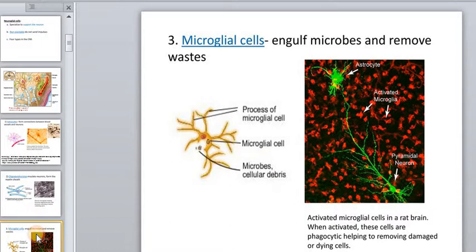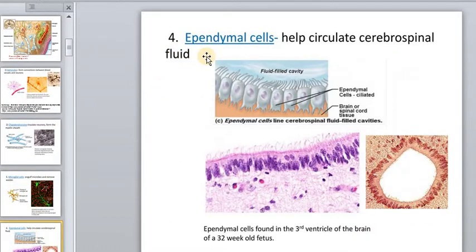Next, glial cells, ependymal cells. As you see, they help circulate cerebrospinal fluid. Not only this liquid in the ventricles of the brain, the liquid is there too, and these cells are inside these cavities.